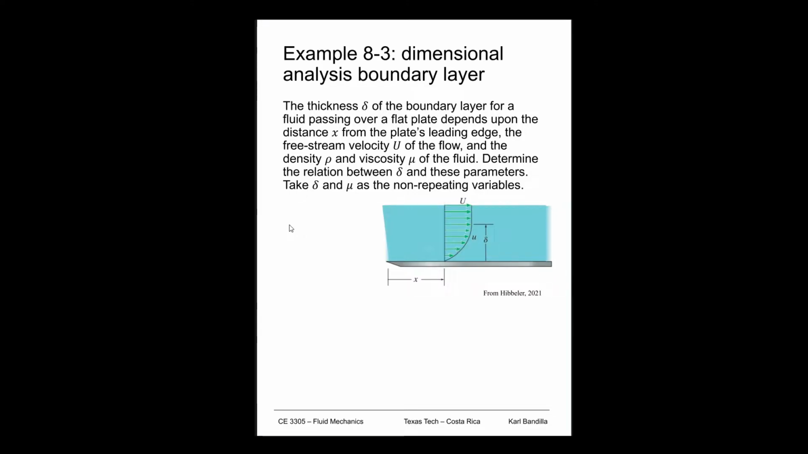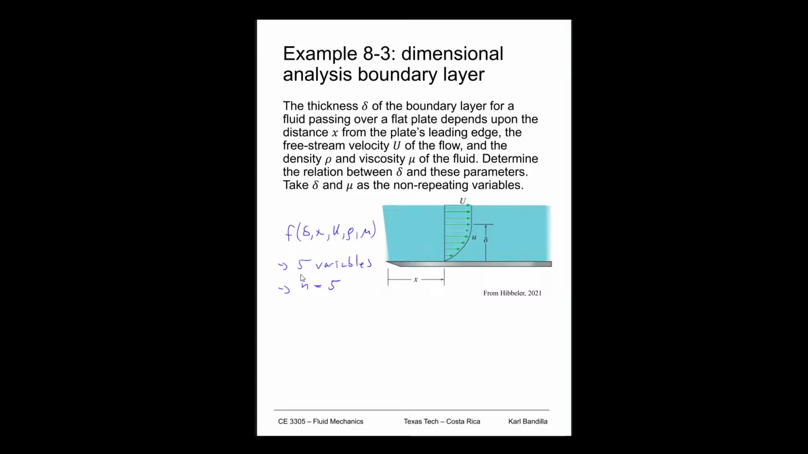So we can start out by writing down our variables, right? We have f of delta, x, capital U, rho, and mu. So that means how many variables? 1, 2, 3, 4, 5. So 5 variables, which means that in the context of the Buckingham pi theorem, n is equal to 5.